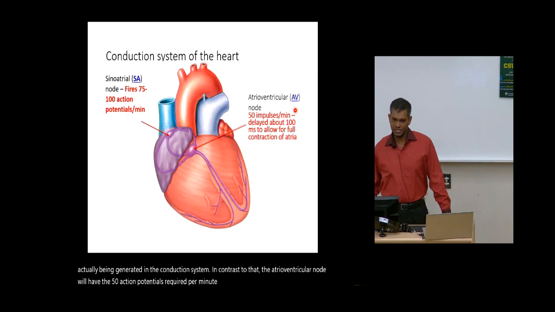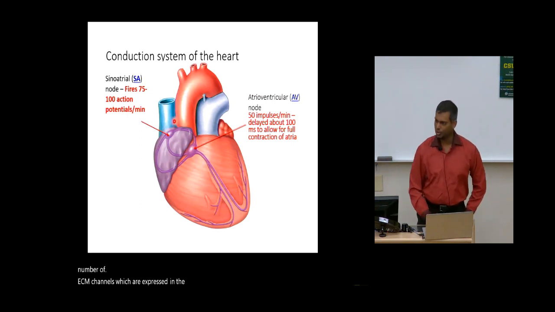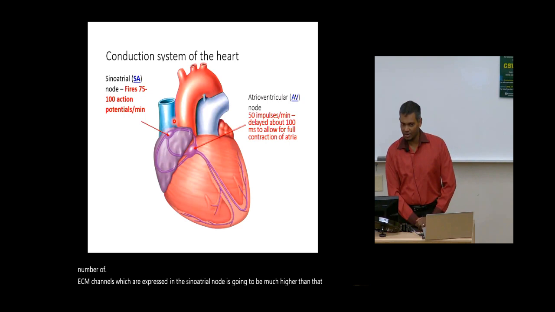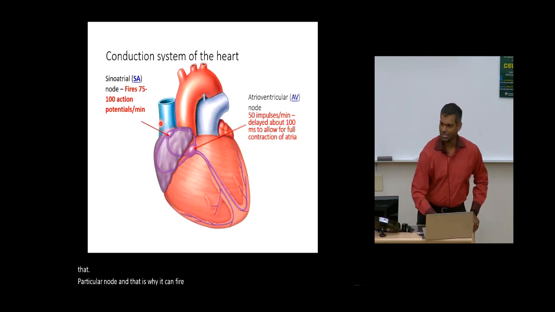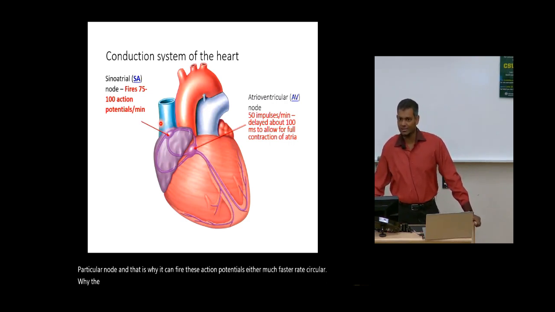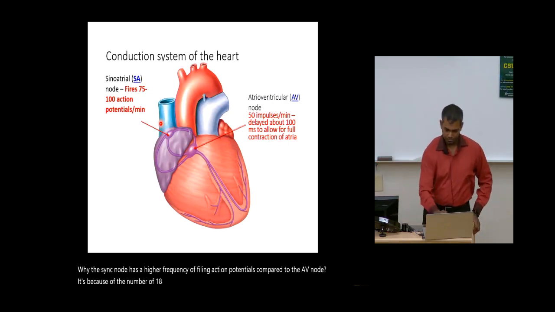Now the reason for this difference is that the number of HCN channels which are expressed in the sino-atrial node is going to be much higher, right, than the atrioventricular node, and that is why it can fire these action potentials at a much faster rate. Is that clear? Why the SA node has a higher frequency of firing action potentials compared to the AV node? It's because of the number of HCN channels expressed.